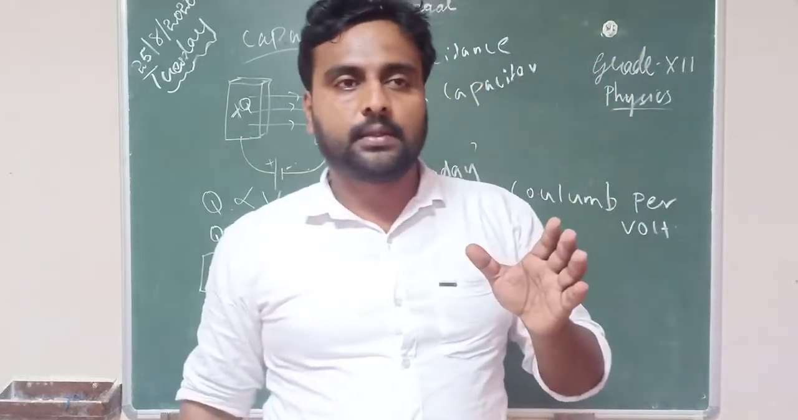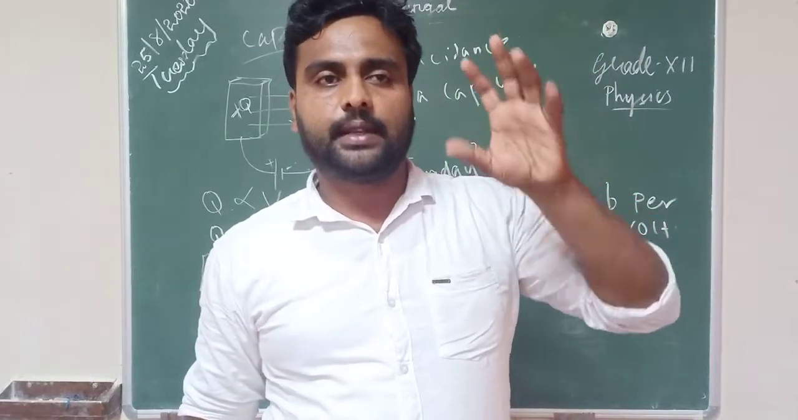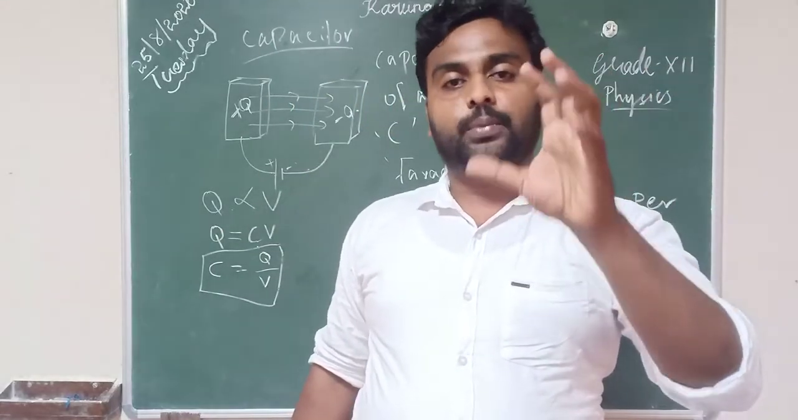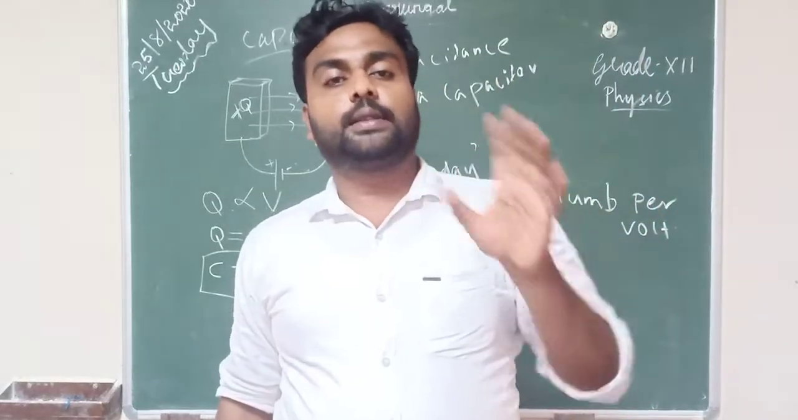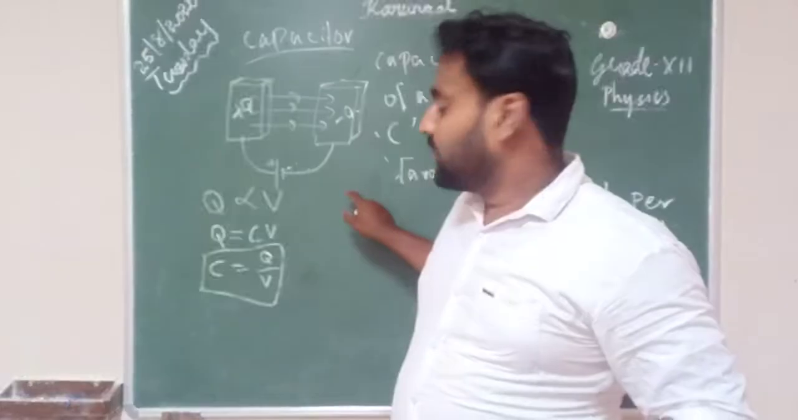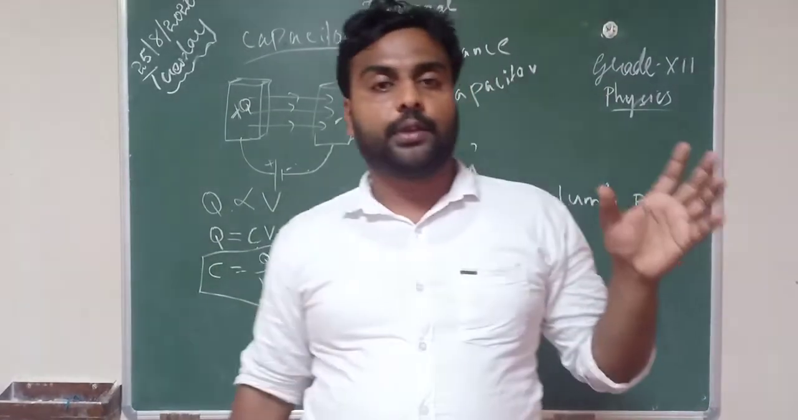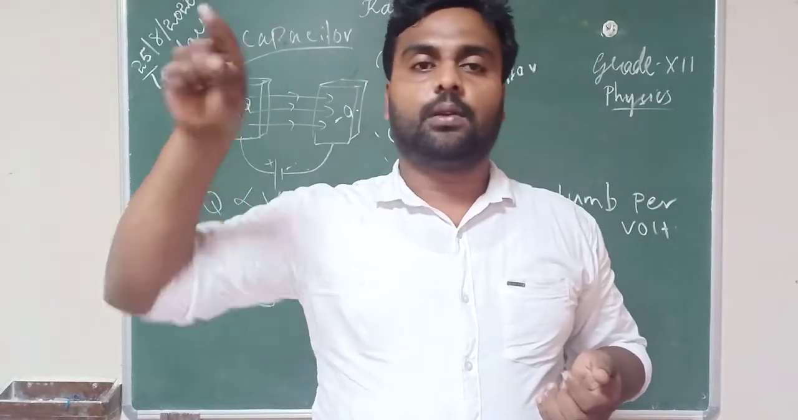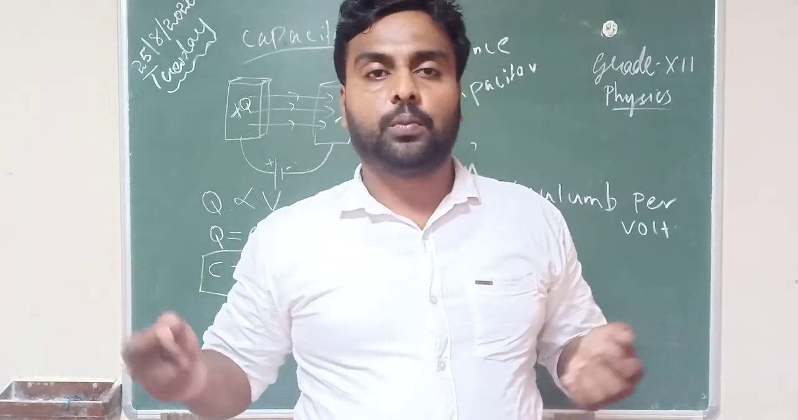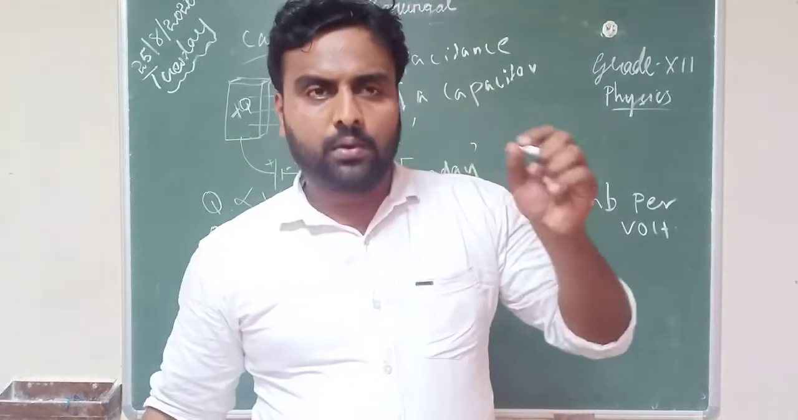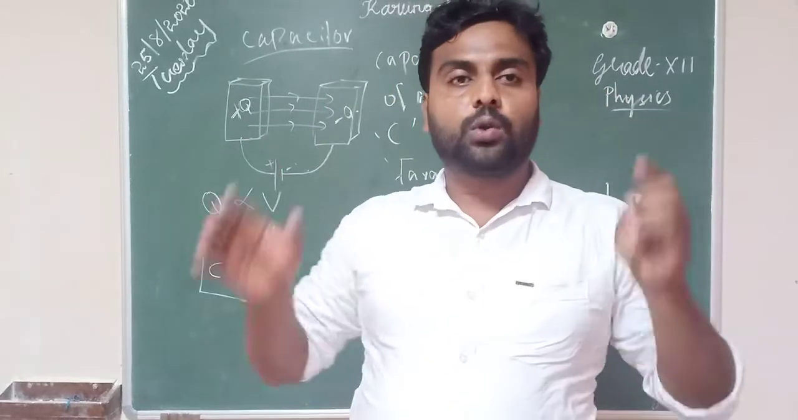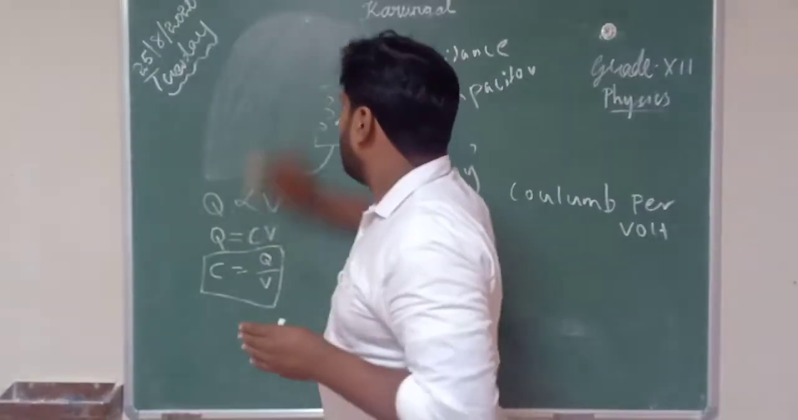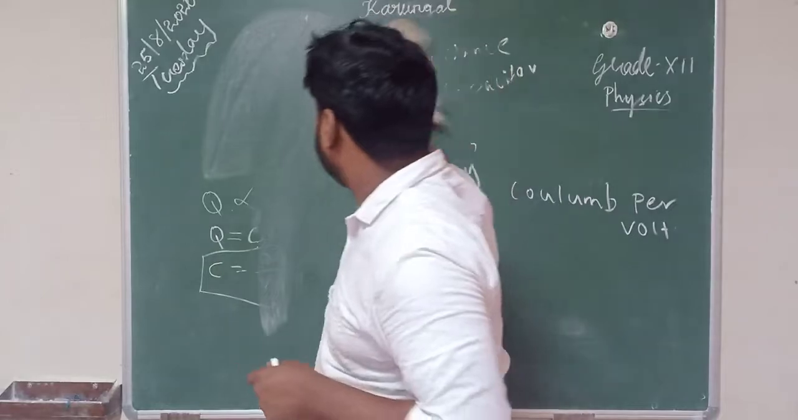Then define capacitance. Capacitance is defined as the ratio of the magnitude of charge on either conducting plate to the potential difference between them. And the unit of capacitance, in honor of Michael Faraday, is Farad, or you can use Coulomb per volt. Now the next topic: how to find out the capacitance of a capacitor.